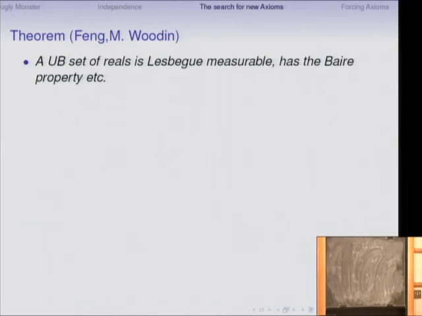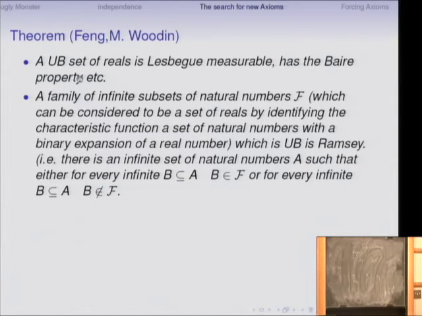The theorem is that a universally Baire set of reals must be Lebesgue measurable and has the Baire property. This is a theorem of set theory. If it's universally Baire, then it has the Baire property. It's clear that the Baire property is trivial. These results are not necessarily very deep, or even the next one is not very deep or very new, because here you're talking about the following thing.